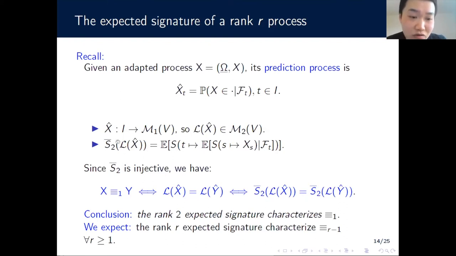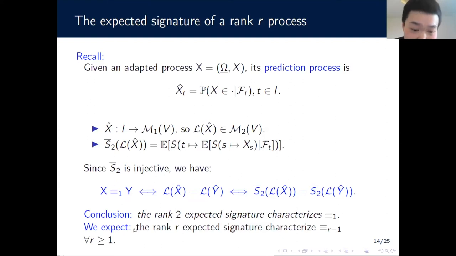So it's a rank 2 expected signature of the law of X hat. Since this mapping is injective, we have the following equivalence: X and Y have the same adapted distribution up to rank 1 if and only if the laws of their prediction processes are the same, and if and only if they have the same rank 2 expected signature. So this is our conclusion. The rank 2 expected signature mapping does the job.